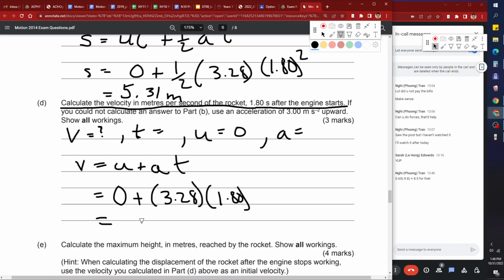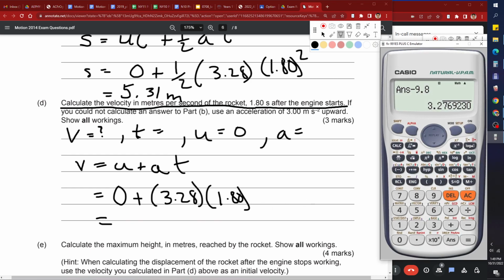Acceleration up, time. Calculate... 5.9 meters per second after the velocity stops. Yeah, that's it. Okay, let's double check our answers.